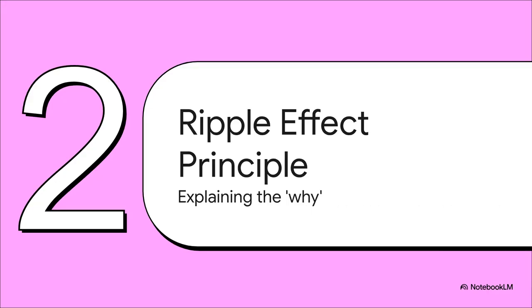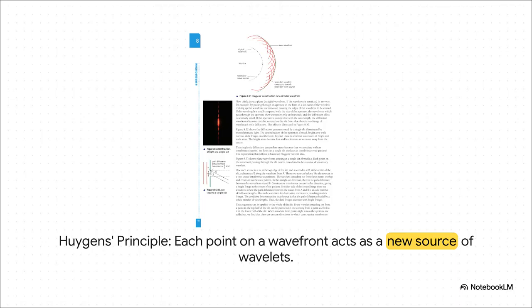Okay, so we know that waves spread out. But why? Why do they do that? Well, the answer comes from a really brilliant insight from way, way back in the 17th century. This is something called Huygens' principle, and the idea is actually kind of simple but really powerful. It says that you should imagine every single point on the edge of a wave as its own little tiny source, sending out its own little circular ripples, which we call wavelets. The next big wave is just formed by all these little wavelets overlapping and adding up. It's like a constant chain reaction of new waves being born from the old one.